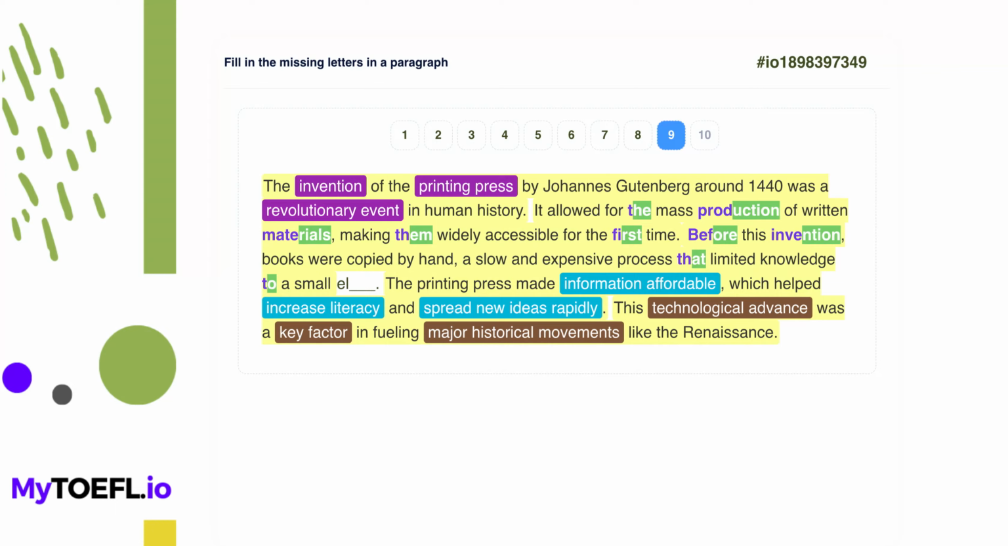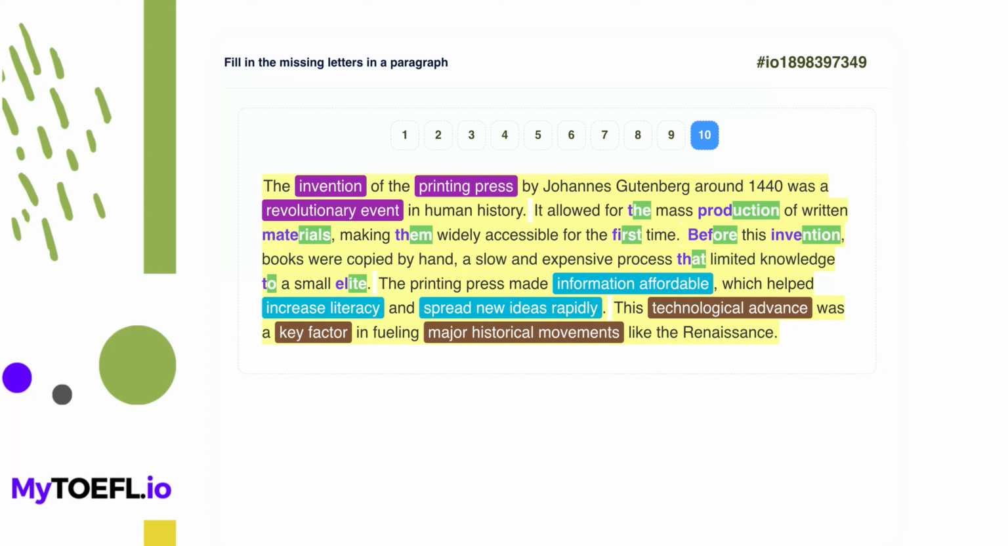Finally, we reach the 10th blank. Before this invention, books were copied by hand, a slow and expensive process that limited knowledge to a small blank. The question provides the letters E and L and contains 3 missing spaces. We need a noun to describe a small group of people who had access to expensive books. The letters EL suggest a word referring to a privileged or superior group. The correct word is elite.